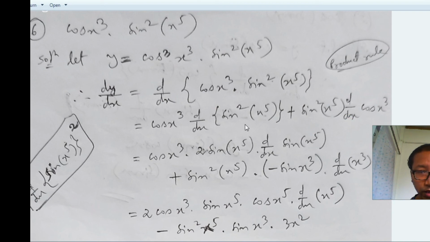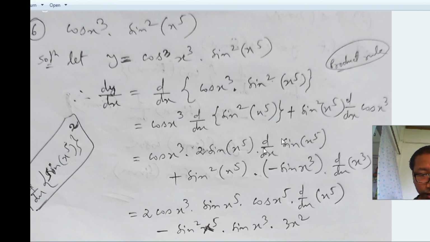In that way, it is sin square x to the power 5. Sin square x to the power 5 can be written like this, sin x to the power 5 whole square. That means it comes as x to the power n formula, x square. So it will be 2x like this, 2f this. As it is not x, so we have to differentiate this part again.